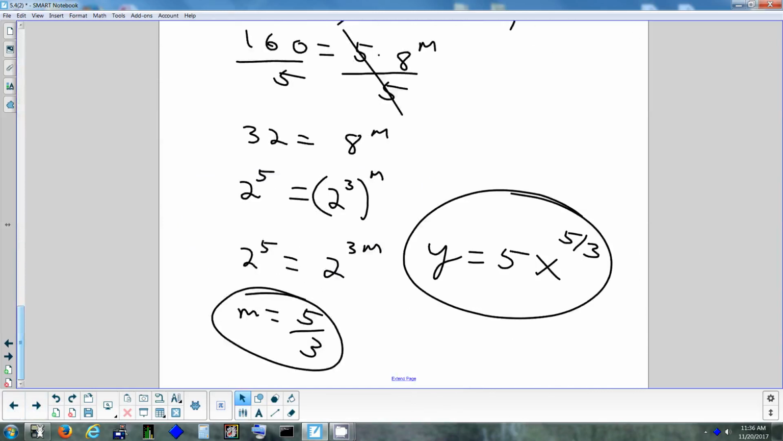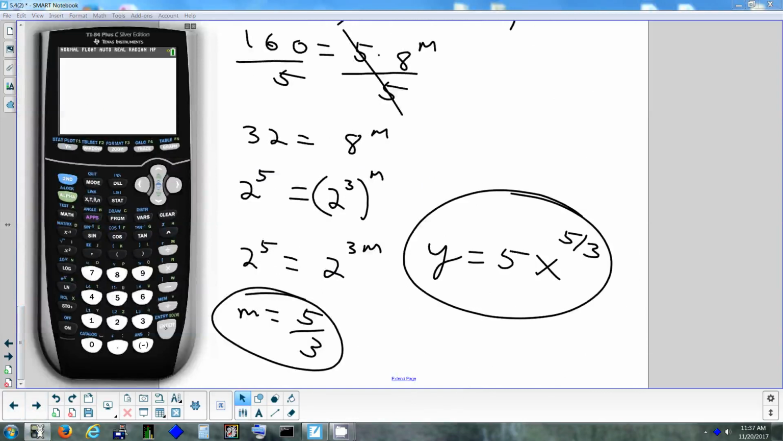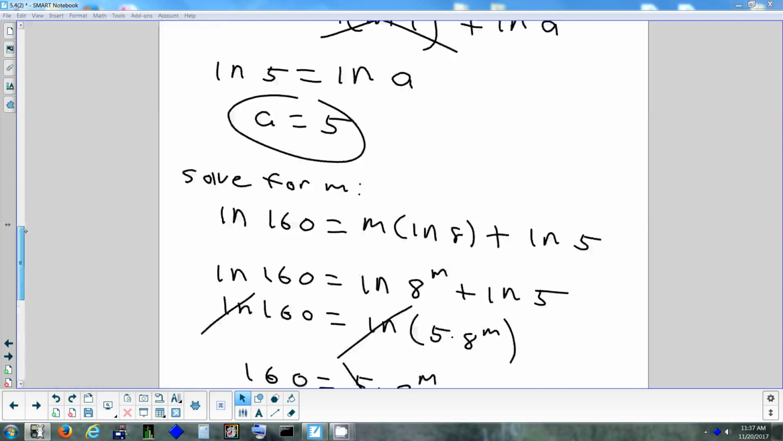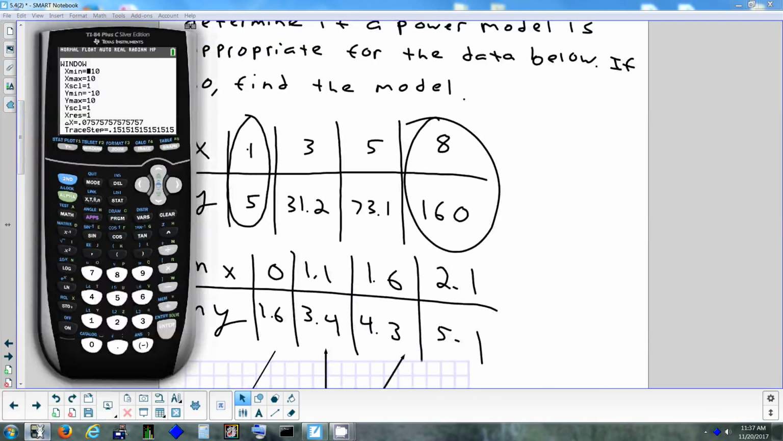Okay, so now I'm going to check that power model. Go to my calculator. First thing I would do is type in all the data from the original table. It's already there. Next, I'm going to type in 5x to the 5/3. But now I'm going to think about my window. Look at your table. What would be a good x min in that table? Be a good value for x min based on those numbers. Yeah, I would go with 0.